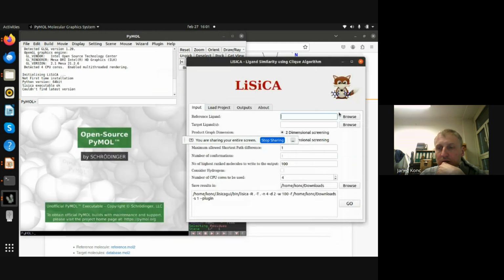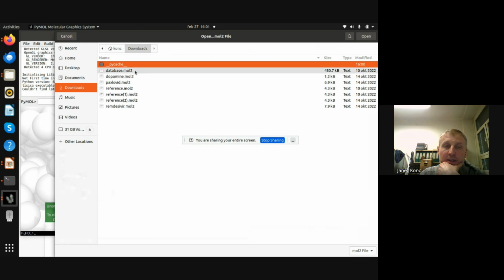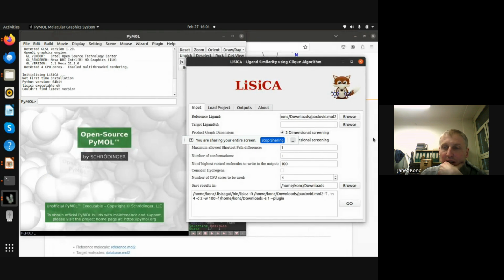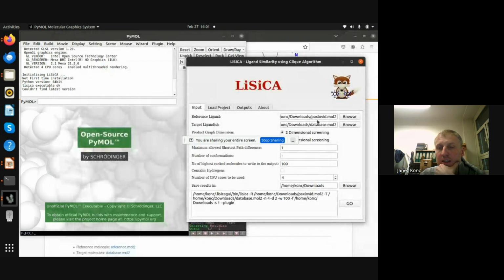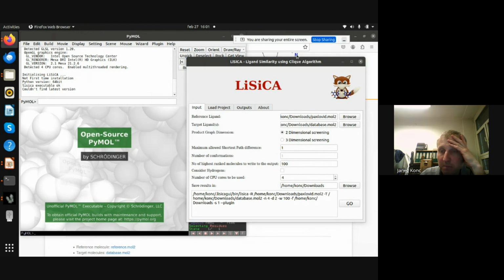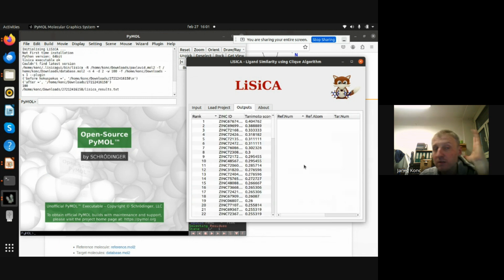You can then, for example, open your reference ligand molecule. We were talking before about the reference ligand, so we'll take the Paxlovid antiviral compound and a database of 14,000 molecules that I downloaded from the insilab.org web page before, and we're going to go for two-dimensional virtual screening and just press go.